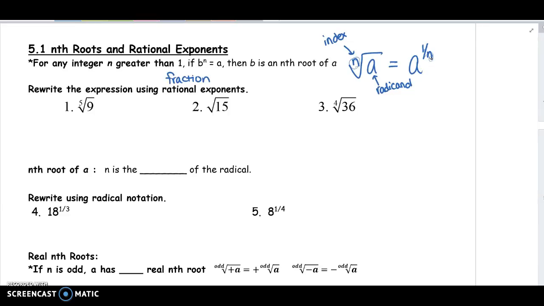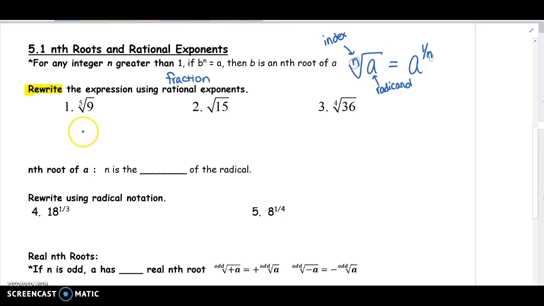So numbers 1, 2, and 3, the directions say rewrite. It does not say evaluate. It doesn't say solve. It doesn't say compute. It just says rewrite. So these three are written in radical form. We need to rewrite them using rational exponents. We need to rewrite them with exponents that are fractions.